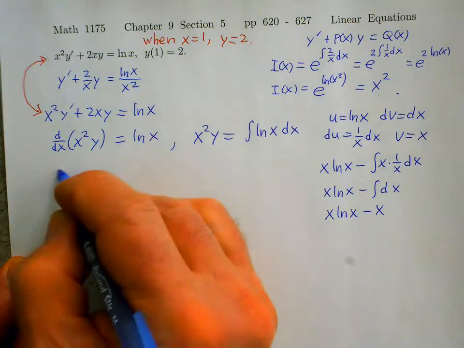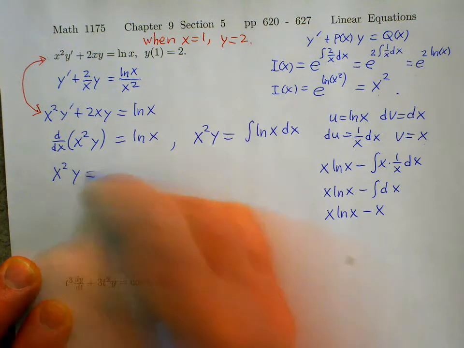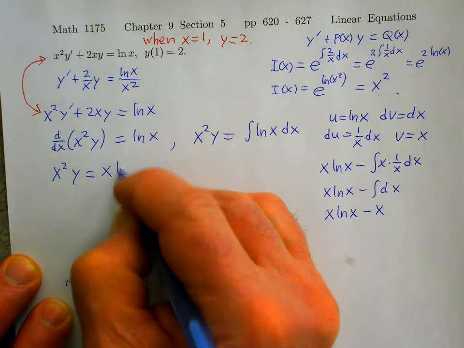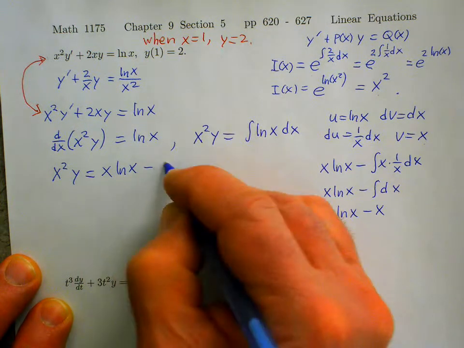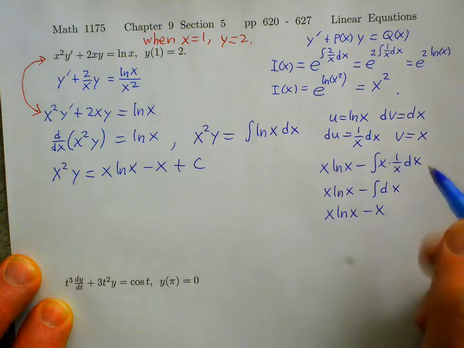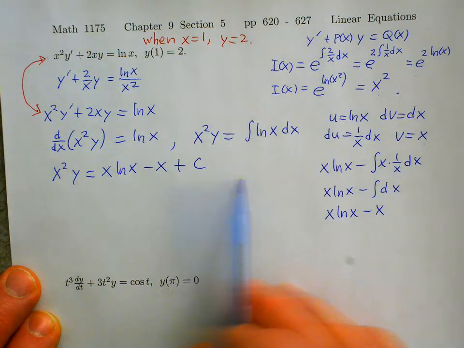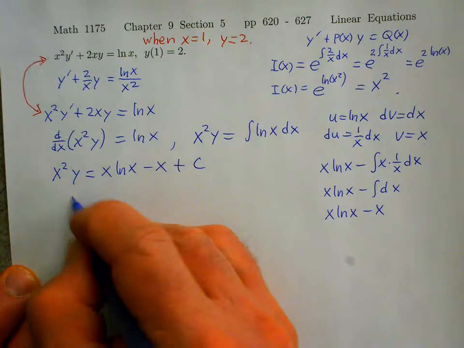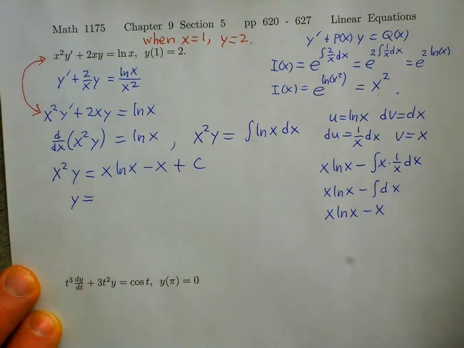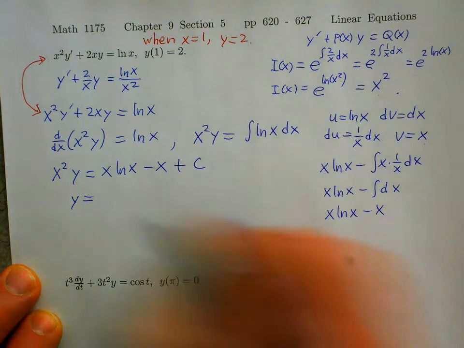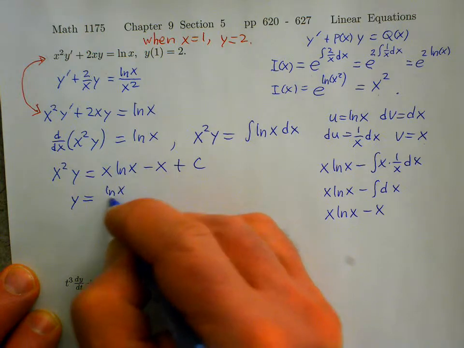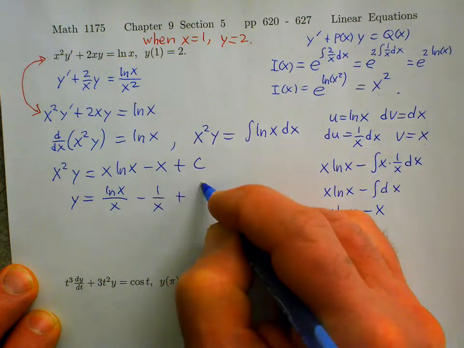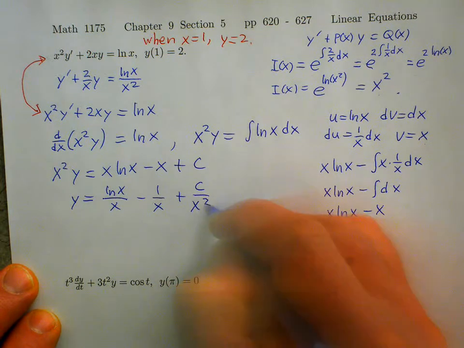Okay, so we get x squared y equals this antiderivative plus a constant. So x times the natural log of x minus x plus c. And then divide everything on both sides by x squared because we're solving for y. So divide every term on both sides by x squared, we get y equals the natural log of x divided by x minus 1 over x plus c over x squared.